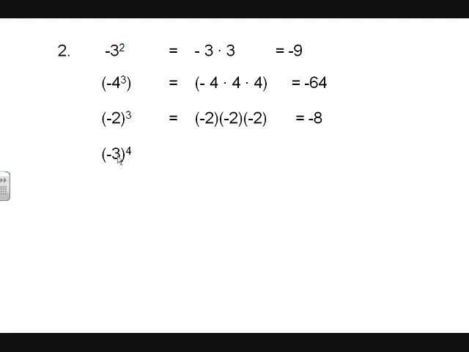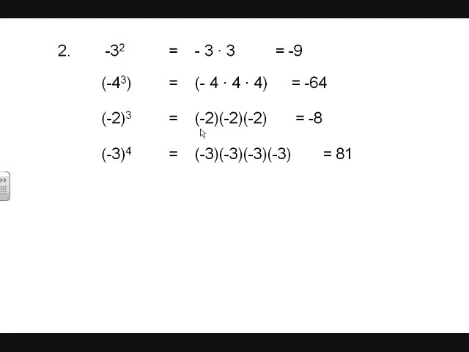So the negative is included with the base, and this would be negative 3 times negative 3 times negative 3 times negative 3, giving us a positive 81. Now, something that I want you to notice is that even when the negative was with the base on this one, it was still a negative answer. Well, the reason for that was the exponent was odd. Whenever we have an odd number of exponents, our answer will always be negative.